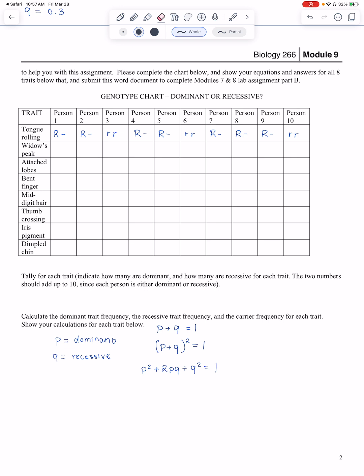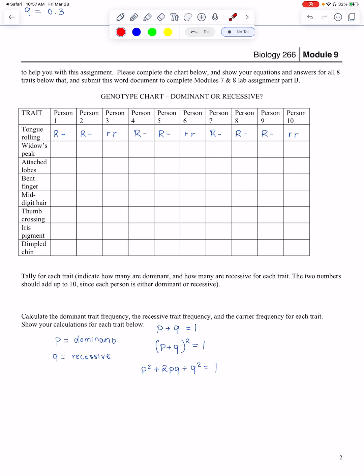I am just going to go through tongue rolling as an example, but know that you will complete these calculations for each of these traits in the chart. And now in my example here, we have recessive traits, meaning that people cannot roll their tongue, and dominant, meaning that people can roll their tongue. And as we can see here, as I've labeled the dominant and recessive traits, we have a capital R dash for a dominant trait of someone who can roll their tongue.